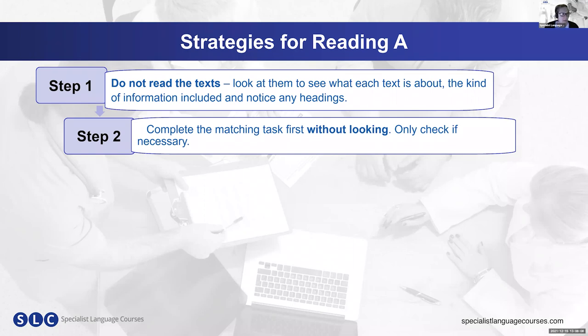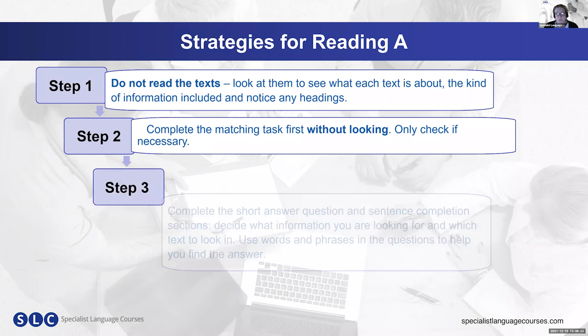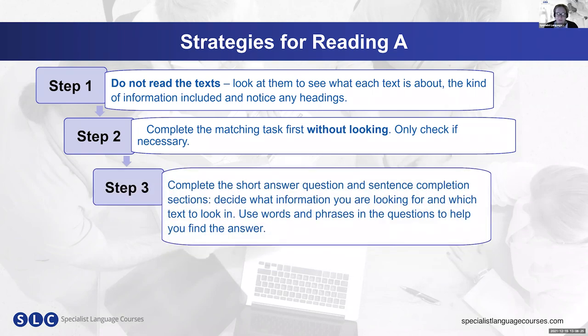Okay, I know there is some advice out there on various online platforms, do the matching task last. I would say don't listen to that advice, do it first. It's in that order for a reason. Then you're going to do the short answer question and sentence completion tasks. So here you need to do three things. You need to decide what information you're looking for, which text to look in, and also use words and phrases in the questions to help you find the answer. So that's the three-point strategy that you need to use for those tasks, okay? And you need to do it quickly.